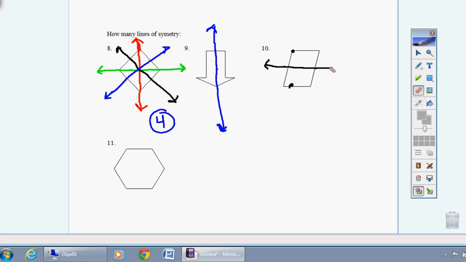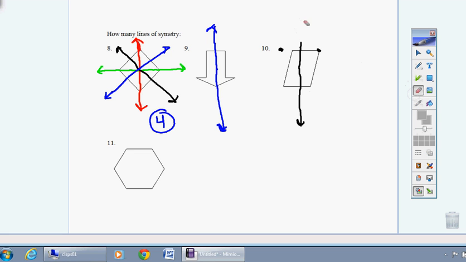Let's try cutting it in half the other way. So if I erase that here, and now let's try this. Is it symmetrical on both sides of this black line? I don't think so. No. If I were to reflect this vertex right here over the black line, it's going to end up somewhere out here. So you can see that this parallelogram doesn't have any lines of symmetry.